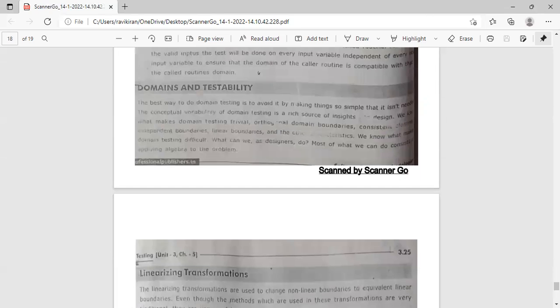Next, domain and testability. The best way to do domain testing is to avoid it by making things so simple that it is not needed. The conceptual vocabulary of domain testing is a rich source of insights of domain. So we know what makes domain testing trivial: orthogonal, domain boundaries, consistent, closures, independent boundaries, linear boundaries, and the other characteristics.